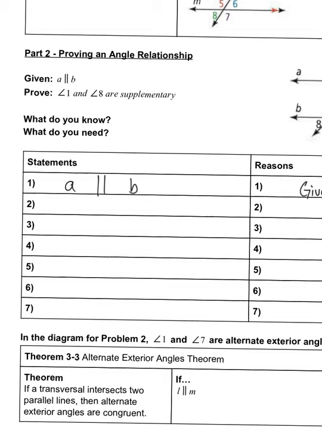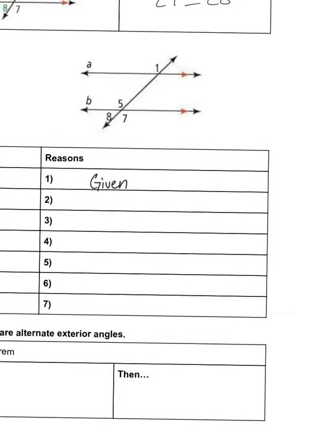In step 2, what do we know about angle 1 and angle 5? What type of angles are they? Are they corresponding, alternate exterior, alternate interior, or same side interior? They're corresponding. Okay? And corresponding angles are what? So we could say that angle 1 and angle 5 are congruent. And the reason is because corresponding angles are what? Congruent.